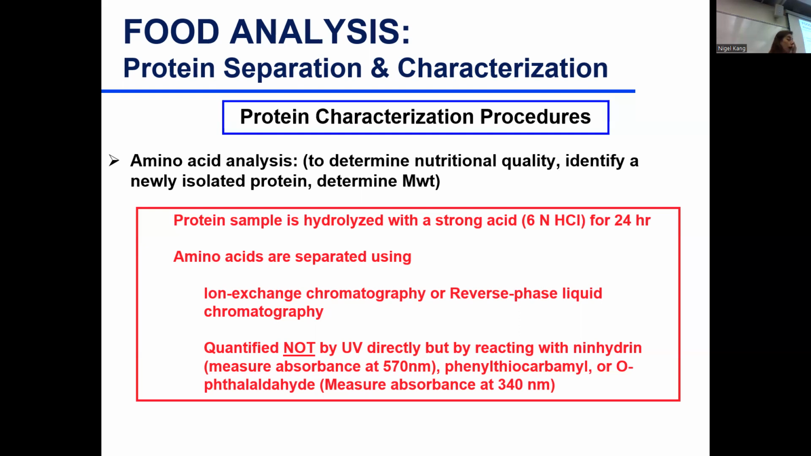If we use orthophthaldehyde, then we need a fluorescence detector. If we use ninhydrin, then we can use UV-visible detection in our HPLC. So we can separate them using ion exchange or reverse phase chromatography. And then for tryptophan, we need to use alkaline digestion, and sulfur-containing amino acids need a third procedure. They need some oxidizing reagents as well.